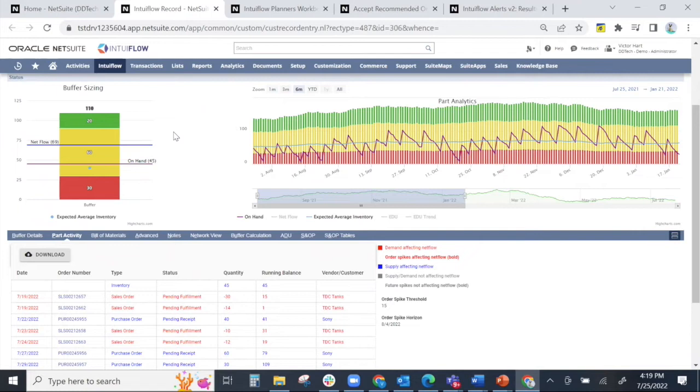These DDMRP buffers dynamically resize themselves throughout time in response to actual consumption, thus giving us a way to ensure that our actual inventory levels are closely aligned with the demand that's coming in from the market. And at the aggregate level, as well as all the way down to the item level, we can monitor our historical buffer performances and ensure that our actual on-hand inventory levels are closely aligned with what our targets are.